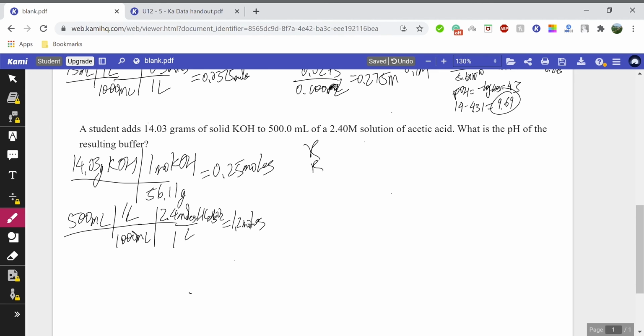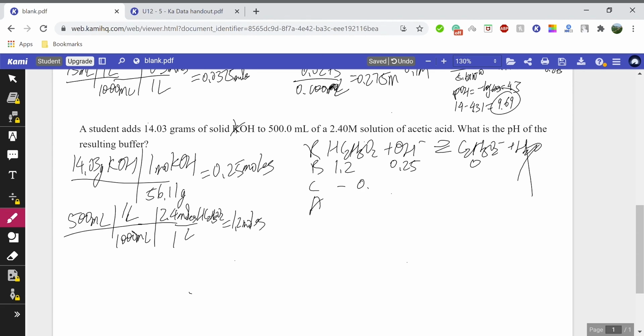Alright, next, RICE chart, ABCA. Because we have two different solutions, you show the consumption of the moles. So K will not be included, and we have acetic acid. So it's going to be HC2H3O2 plus OH minus, forming C2H3O2 minus plus H2O. So our moles, this is acid, so it's going to be 1.2 moles over here, 0.25 moles over here, and 0, and cross out this. So minus 0.25 is going to be 0 over here, 1.2 minus 0.25 will be 0.95, and this will be plus 0.25, this will be 0.25.